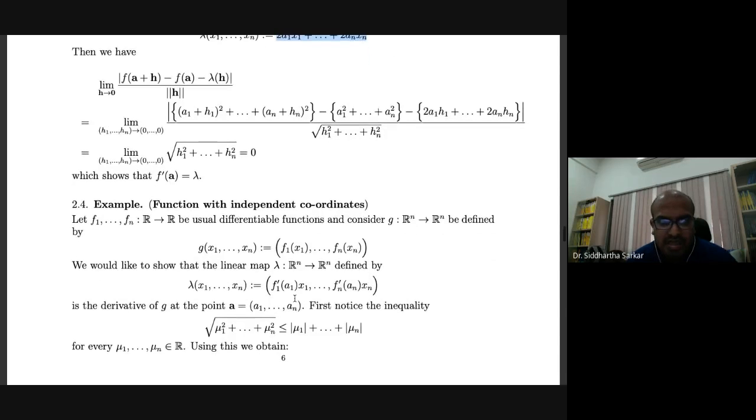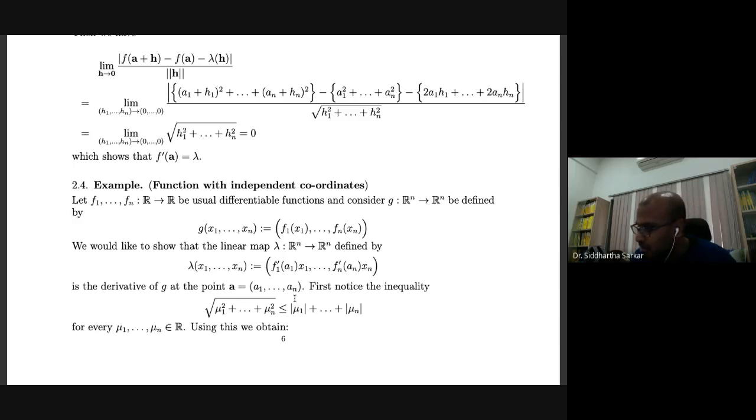Okay, there are some examples I have computed over here, which you can go through. So for example, if I take a function with independent coordinates, what does it mean? You take a function g of x1, x2, xn, but each coordinate is only dependent on that particular coordinate where it's coming from. So you have n many functions, f1 up to fn. The first coordinate depends only on x1, the second coordinate depends only on x2, the nth coordinate depends only on xn.